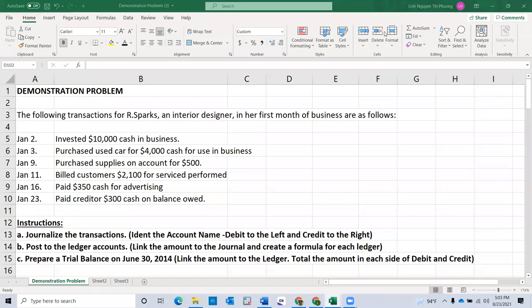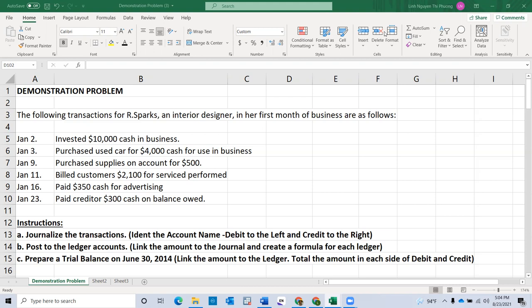Hello, everyone. Now let's continue with the demonstration problem. This problem is not in the textbook. So the question is here, and you just need to follow my instruction. You will need to do a similar problem for your classwork, so listen to my instruction carefully. The following are transactions for R. Sparks, an interior designer in her first month of business.